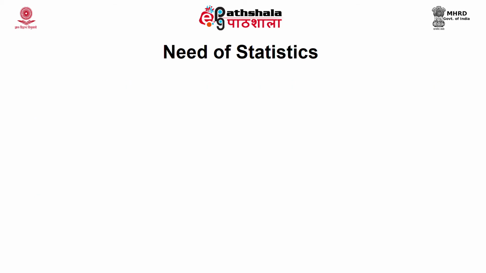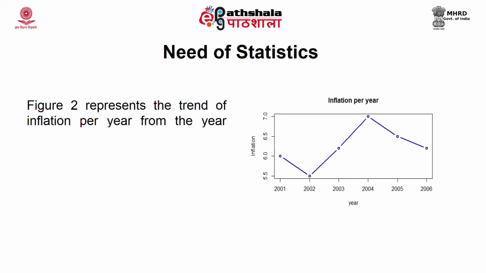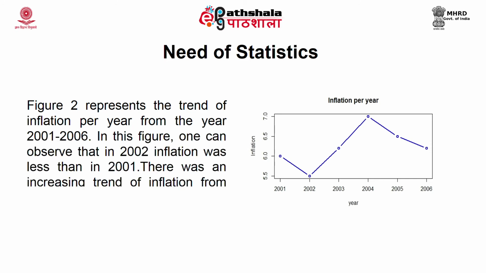So in figure 2, I will represent the simplest example of statistics, showing how a person can understand, using these graphs, how inflation is going on over the years. Figure 2 represents trends of inflation per year from the year 2001 to 2006. In this figure, one can observe that in 2002 inflation was less than in 2001.